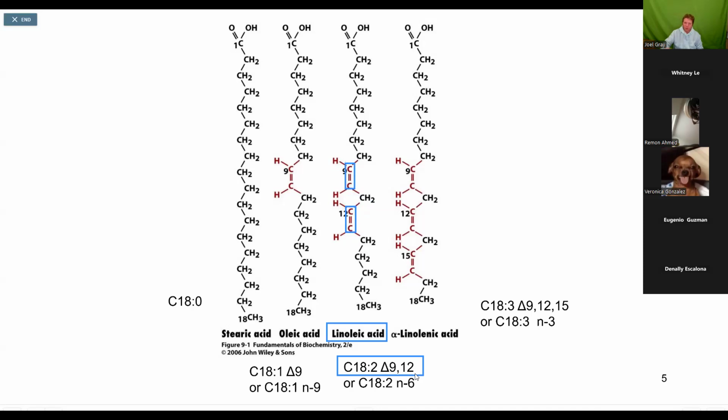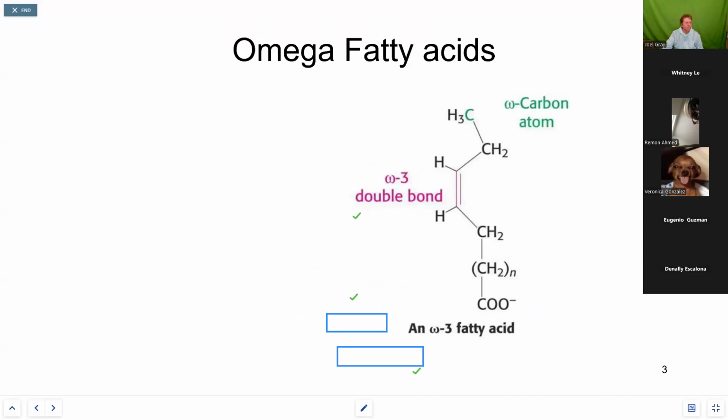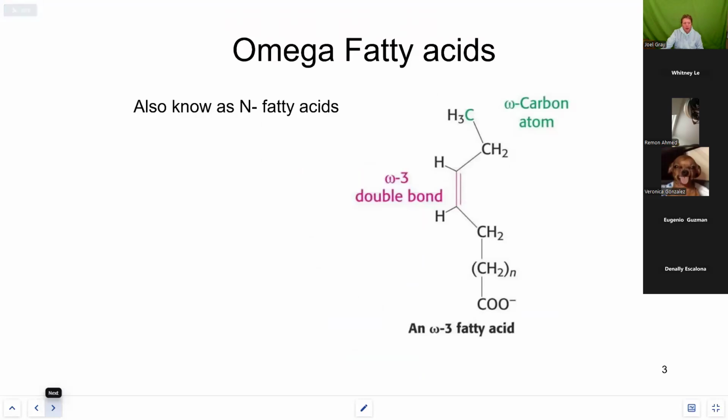So the omega system is: find your methyl group and count however many carbons your number is indicating. So omega 6 fatty acids have their first double bond right here, 6 from the methyl group. Okay. That can be confusing, but I think the most important thing is that you understand that N and omega are interchangeable. Delta is a different numbering scheme.